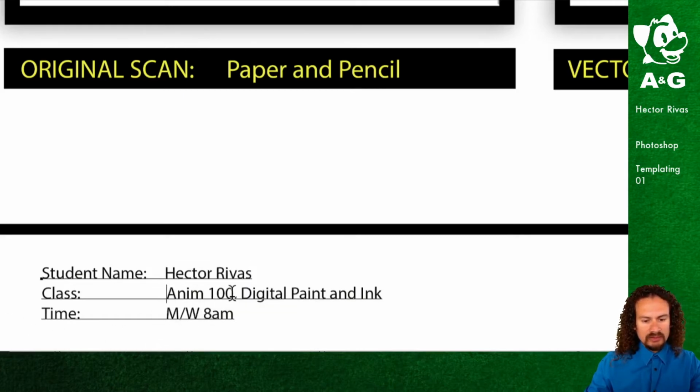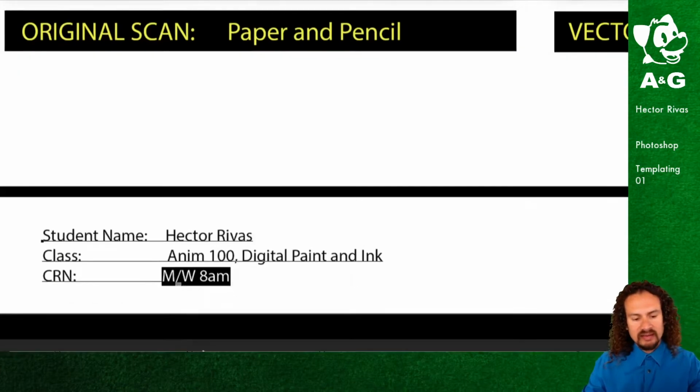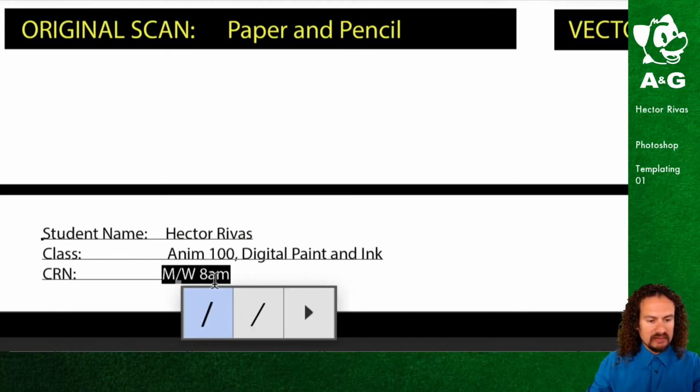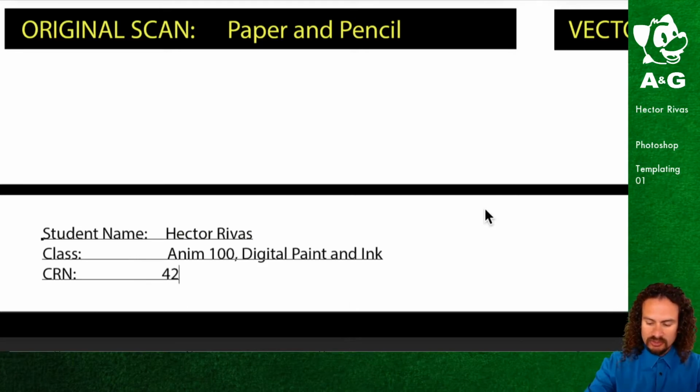Class is Anim 100 digital paint and ink. And the time. For you guys, choose the time for your class. Is it your Monday and Wednesday class? Or, you know what you could do better? Instead of time, let's change this to CRN number. Because as we do classes online, we no longer are meeting. We don't have a land meeting anymore. So let's give it a CRN number, whatever your CRN number is, 42875. You're going to look that up on your portal to get that CRN number.